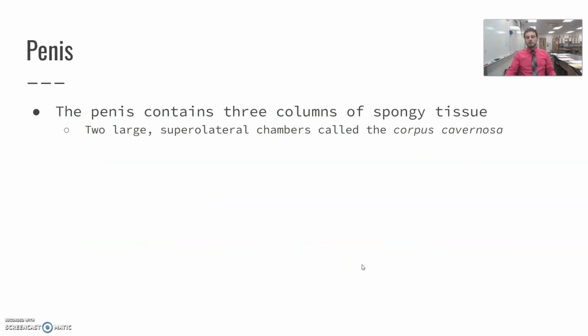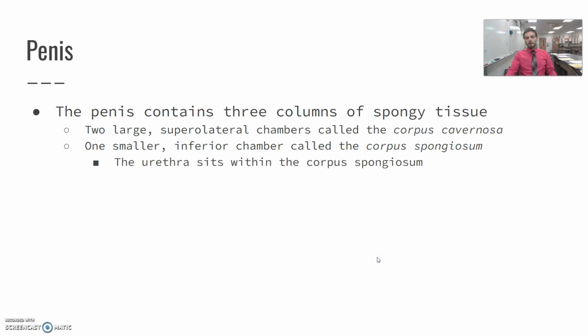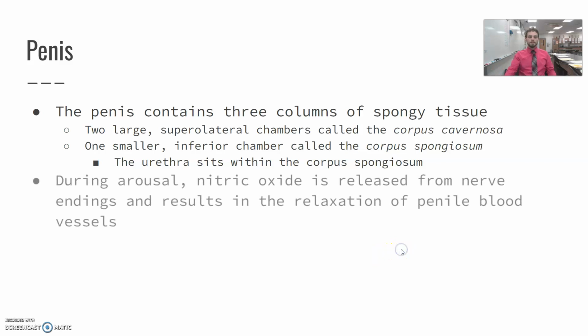So those 3 spongy tissues: you have 2 very large superolateral chambers that are both known as the corpus cavernosa, and then you have a smaller inferior chamber known as the corpus spongiosum. The urethra is going to sit within the corpus spongiosum. Remember, you have the urethra going through the penis here.